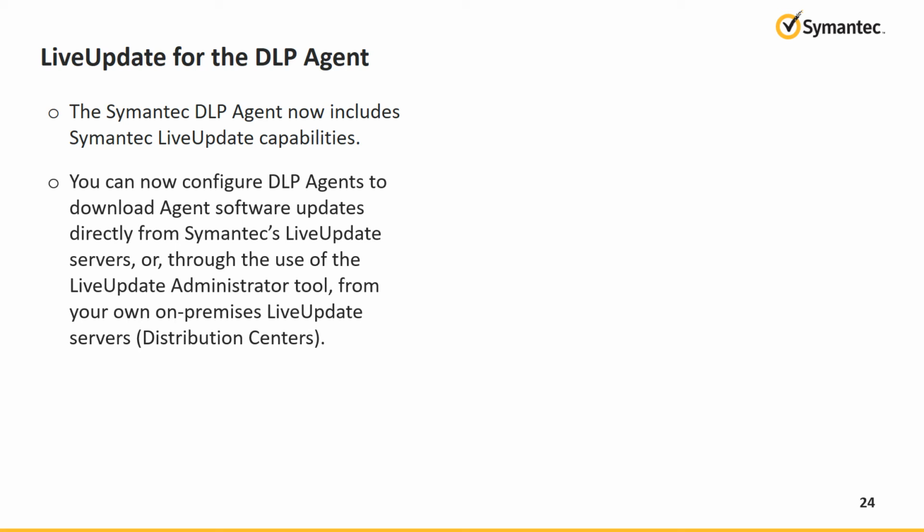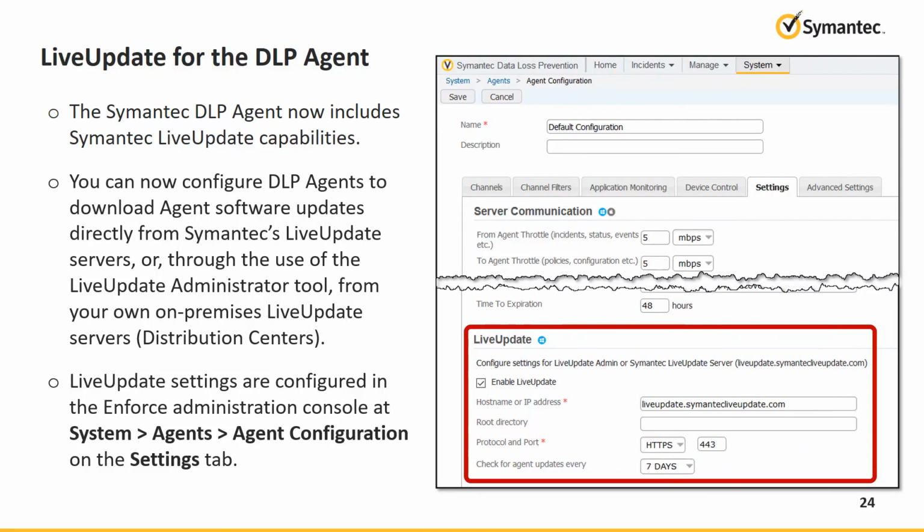The Symantec LiveUpdate Administrator tool, which you can download from the Symantec support site, is an enterprise web application that lets you manage Symantec updates on your own internal LiveUpdate servers. You download the updates from an external Symantec site to your internal LiveUpdate administrator servers called distribution centers. You then send the updates either immediately to a production distribution center for LiveUpdate clients to download, or to a testing center to test the updates. After the updates have passed your testing requirements, they are sent to the production distribution center. LiveUpdate settings for the DLP agent are configured in the Enforce Administration console at System, Agents, Agent Configuration on the Settings tab.